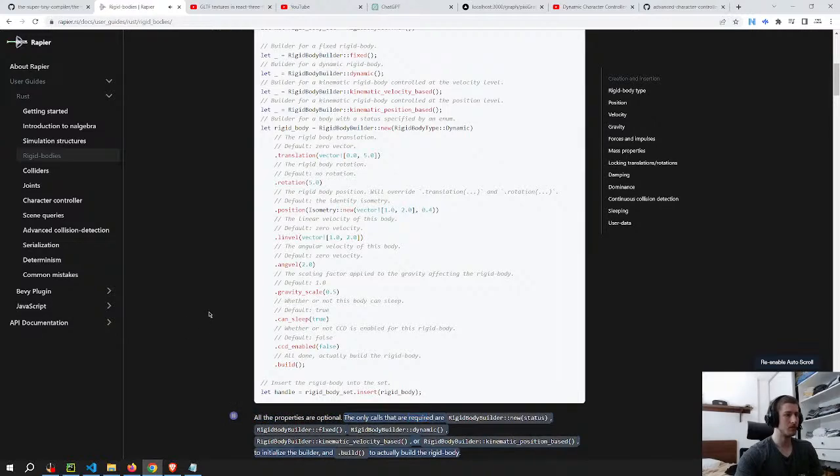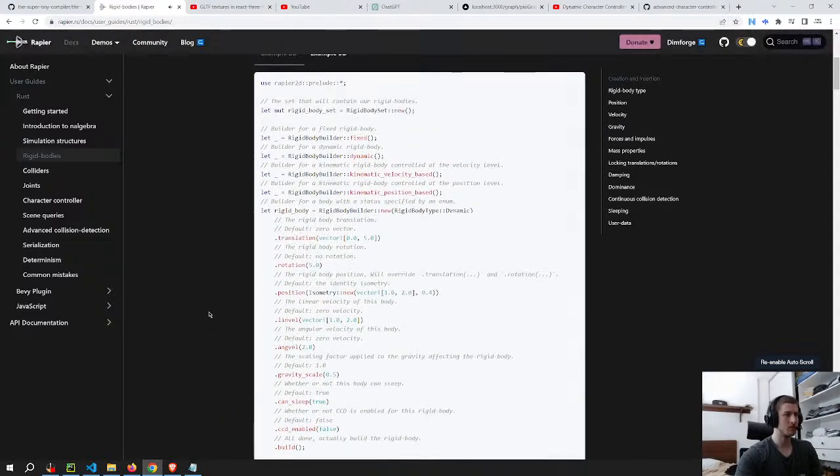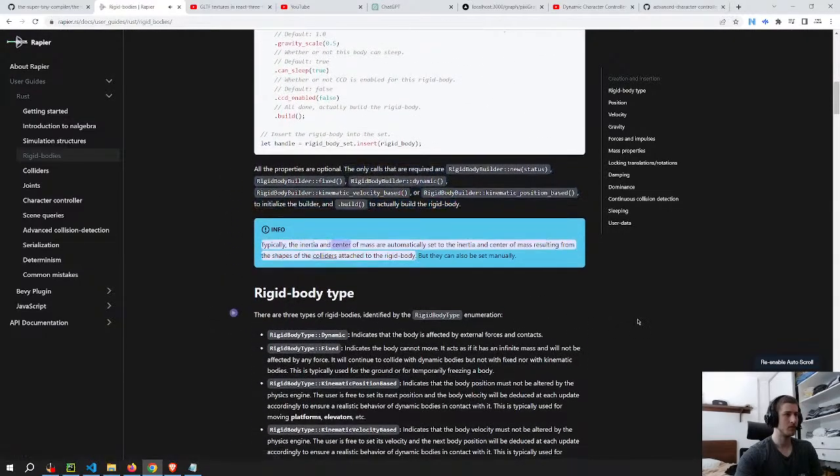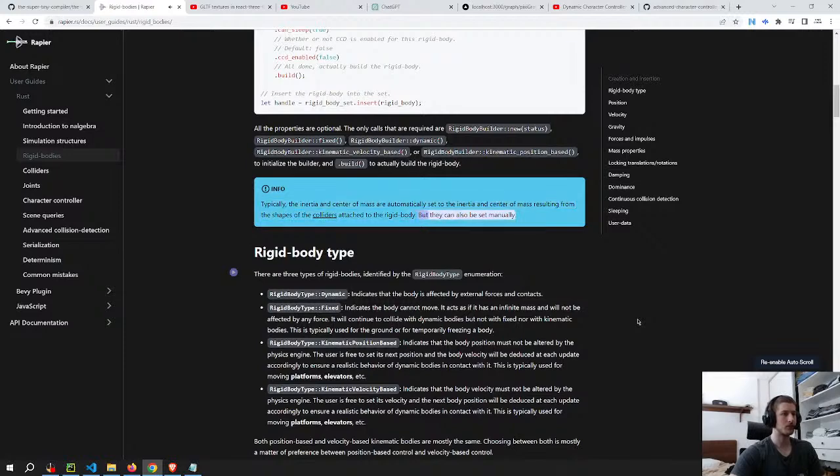The only calls that are required are RigidBodyBuilder::new(status), RigidBodyBuilder::fixed, RigidBodyBuilder::dynamic, RigidBodyBuilder::kinematic_velocity_based, or RigidBodyBuilder::kinematic_position_based to initialize the builder, and build to actually build a rigid body. Typically, the inertia and center of mass are automatically set to the inertia and center of mass resulting from the shapes of the colliders attached to the rigid body, but they can also be set manually.